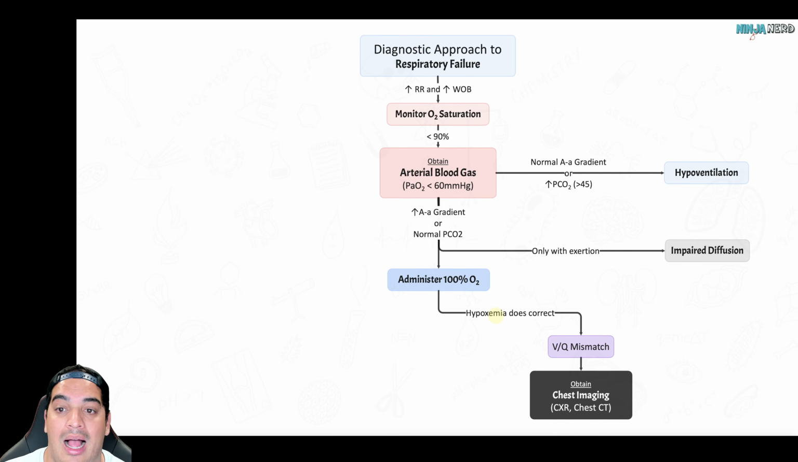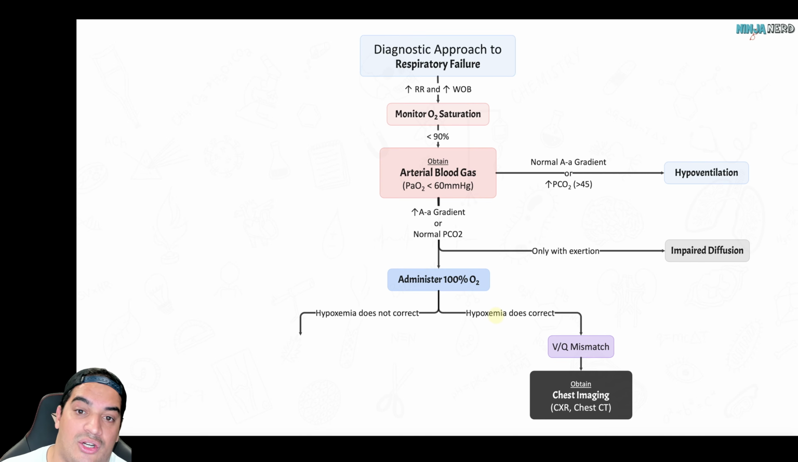It'll look for a lot of these problems. It'll say, is it atelectasis? Is it pneumonia? Is it pulmonary edema? Is it some type of mucus plug? Or is it a PE that I do a CT pulmonary angiogram to prove? Hypoxemia does not correct. It's a shunt. So it's likely a shunt.